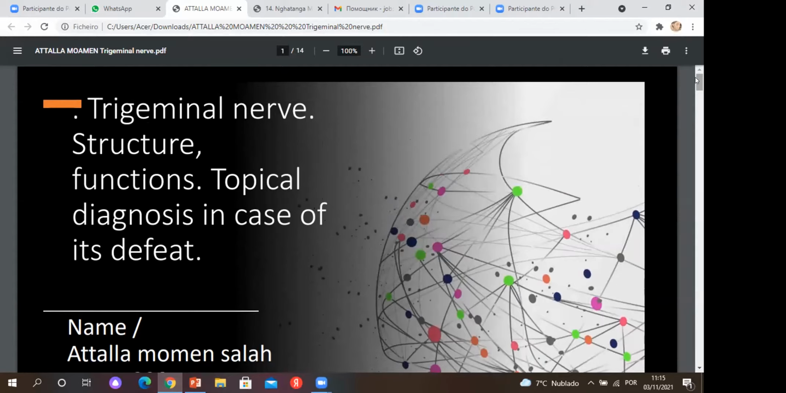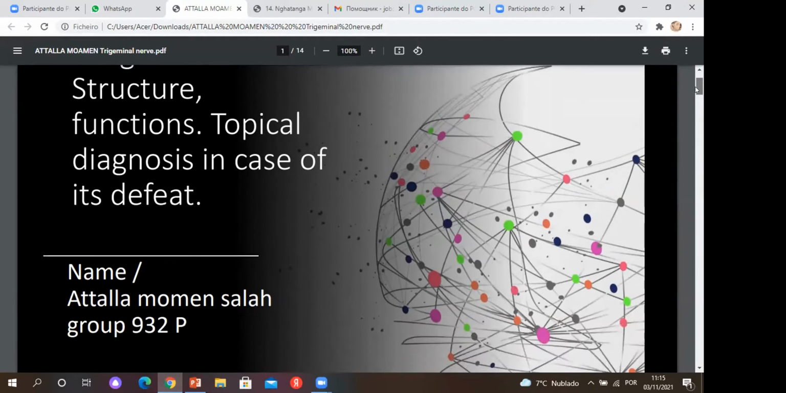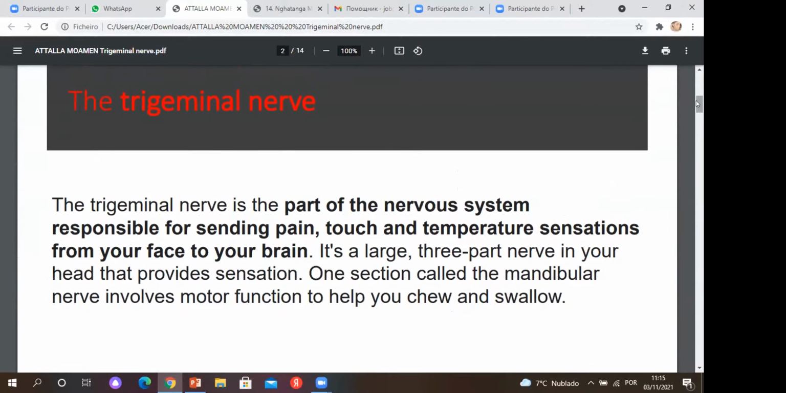We will speak about the trigeminal nerve. There are three things: structure, function, and diagnosis. We will start with the trigeminal nerve. The trigeminal nerve is a part of the nervous system. It is responsible for sending pain, touch, and temperature sensation from your face to your brain. It is a large three-part nerve in your head that provides sensation. One branch is called the mandibular nerve, which involves the motor function to help you chew and swallow.